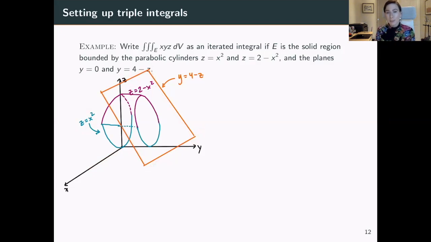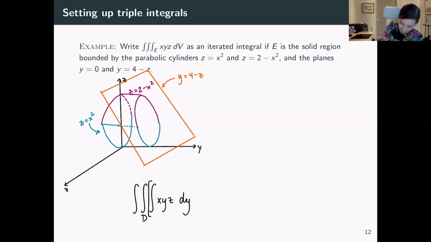In this case, it's probably easiest to go ahead and set up the integral in terms of our variable y first. So we're going to have this over some region D, and we're going to integrate over x, y, z, dy first. And then we'll go ahead and figure out that setup for dA.